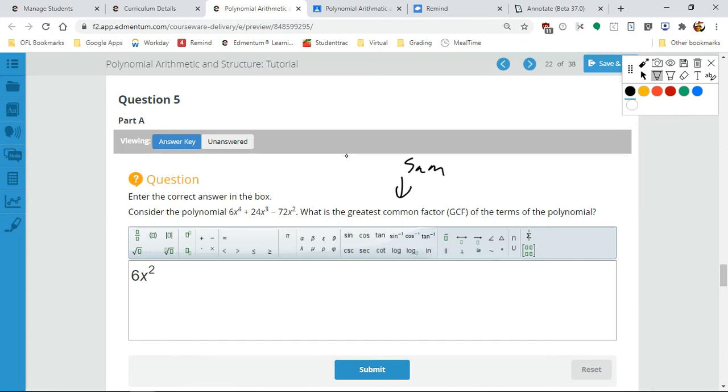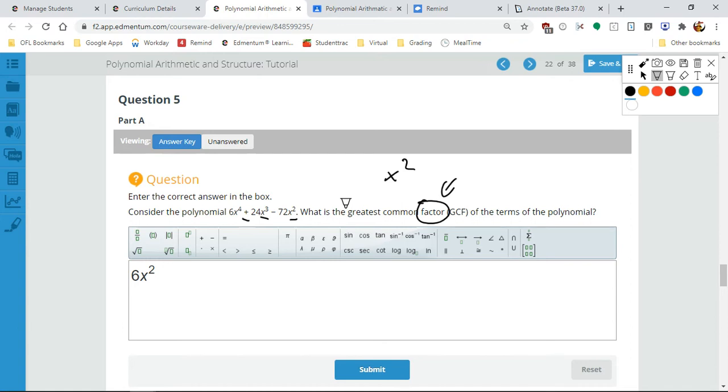Common means the same. And greatest means biggest. I don't think I really need to break that down, but it's this idea that we're looking for the biggest number that's the same that goes into all of the numbers. So if I look at this, all of these have at least 2 x's, right? Technically, the biggest is x to the 4, but it wouldn't be a factor. Factor means multiply into. So x squared goes into all of them.